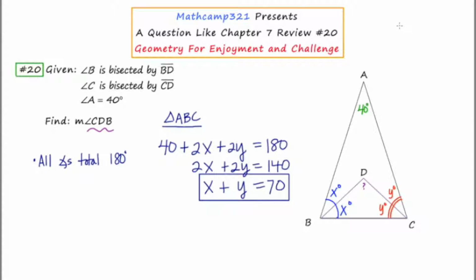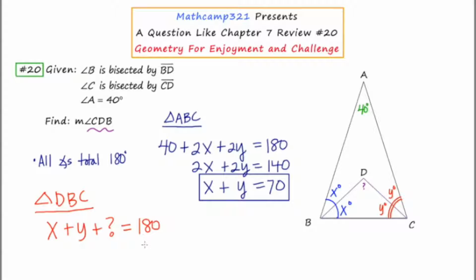Now let's move to the other triangle, triangle DBC. That triangle is made up of three angles. One of the angles is x, the other is y, and the third one I'm calling question mark. And these three angles also have to add up to 180.